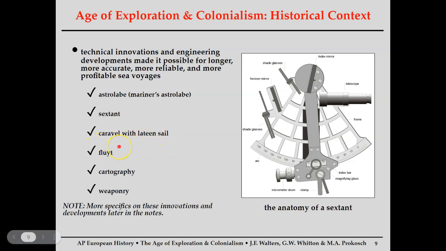The Dutch Vloot, which is basically a better transport ship that they create. Advances in cartography, which is map making. And of course, the European perfection of gunpowder, turning it into weapons like muskets, eventually rifles, and cannons, that allows them to conquer groups of people that are not using gunpowder, and in some cases not even using steel weapons.